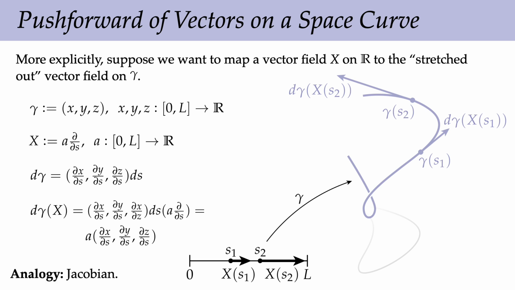Okay? A good analogy here, if you're totally lost, is we're just talking about the Jacobian. We're just saying that the Jacobian of the map gamma tells us how to take a vector on the domain and push it forward to a vector on the image. Okay?